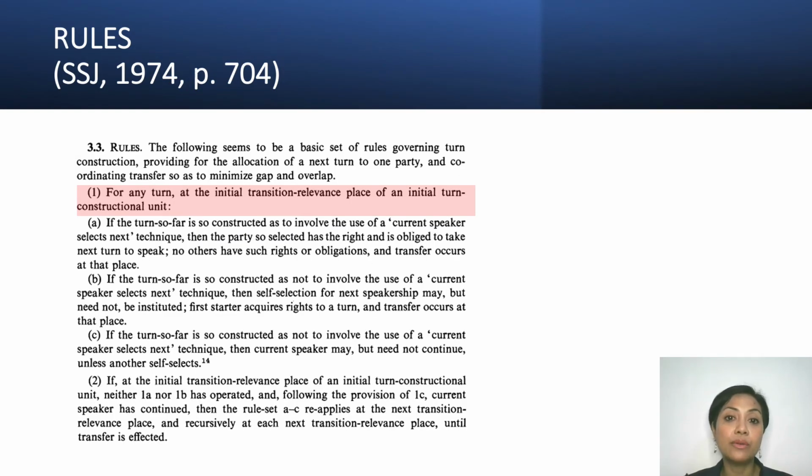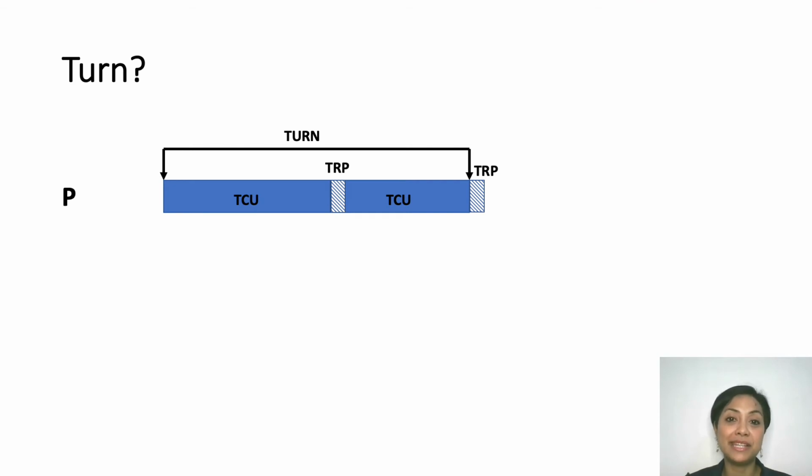Okay, hopefully by now we have a good understanding of what TRP and TCU are and the concept behind them, which is that there is a space or place or time in a conversation where a turn may end. Now let's get back to Rule 1 again. Besides TRP and TCU, Rule 1 also mentioned the word turn. We have mentioned the word turn over and over again in the previous video. But what is a turn? With regards to TRP and TCU, a turn is a bunch of TCUs where at the end of it, the current speaker actually stops talking and speaker change occurs.